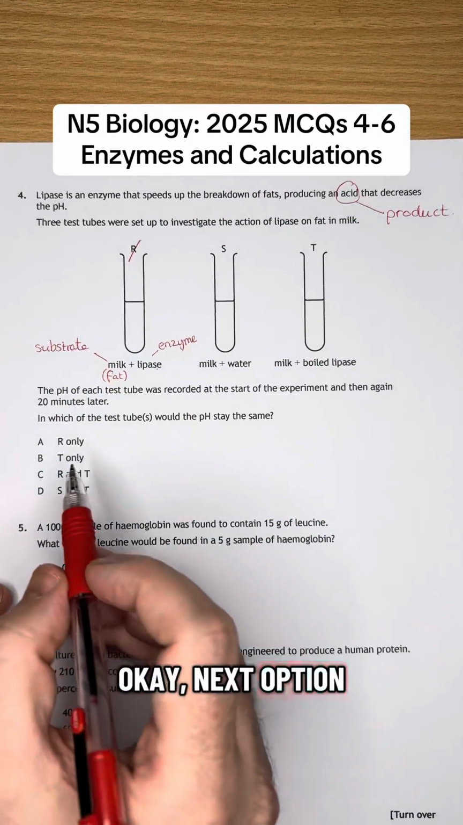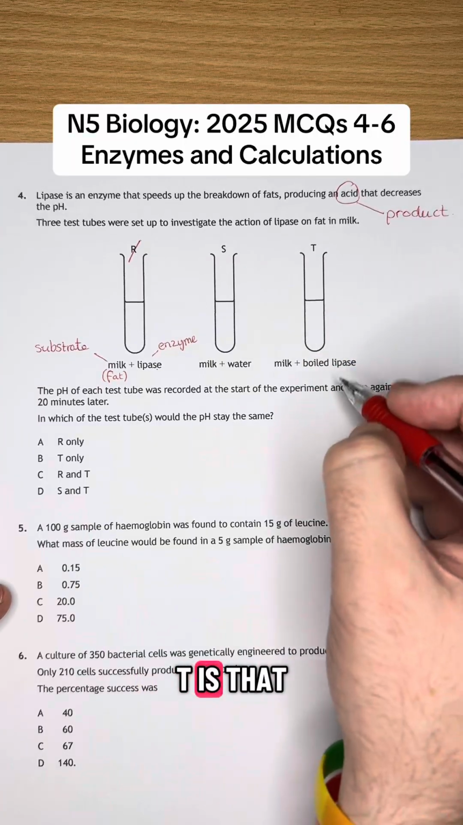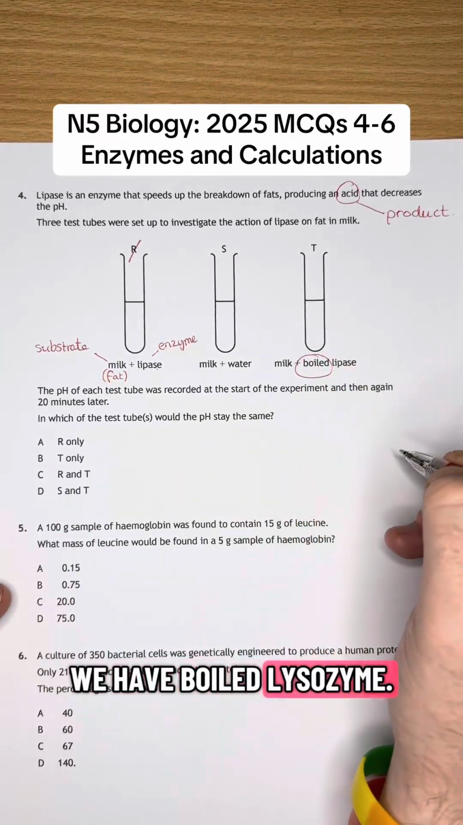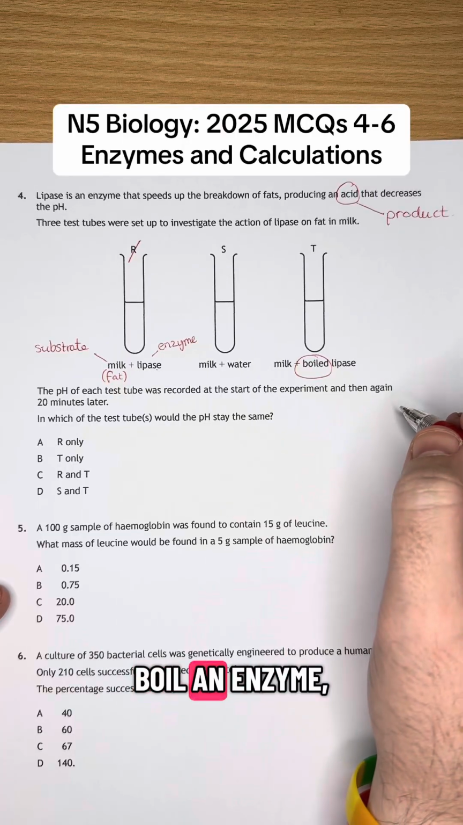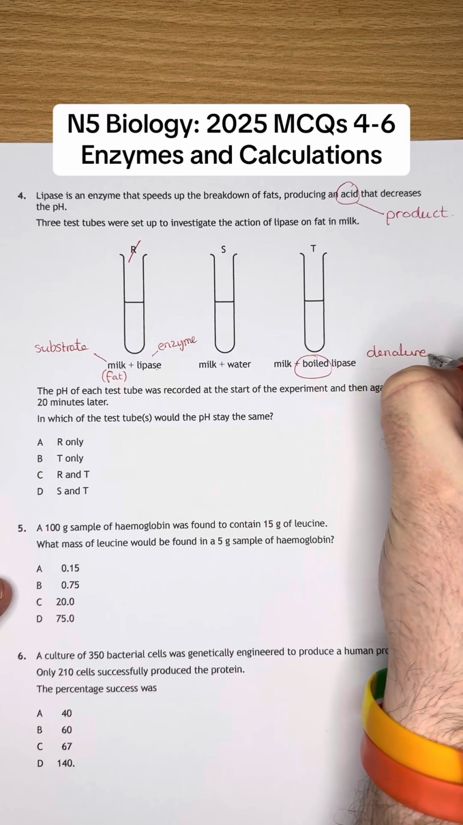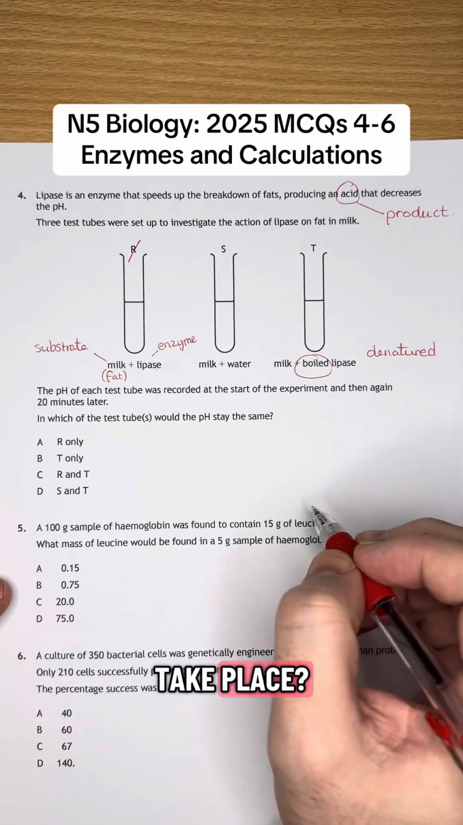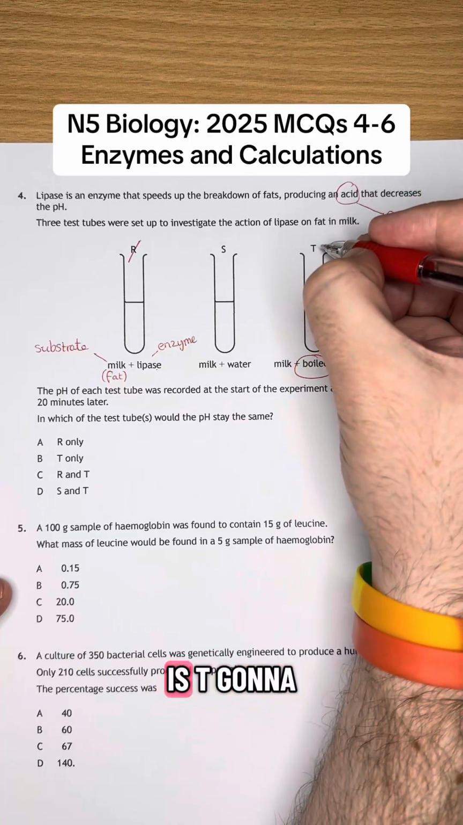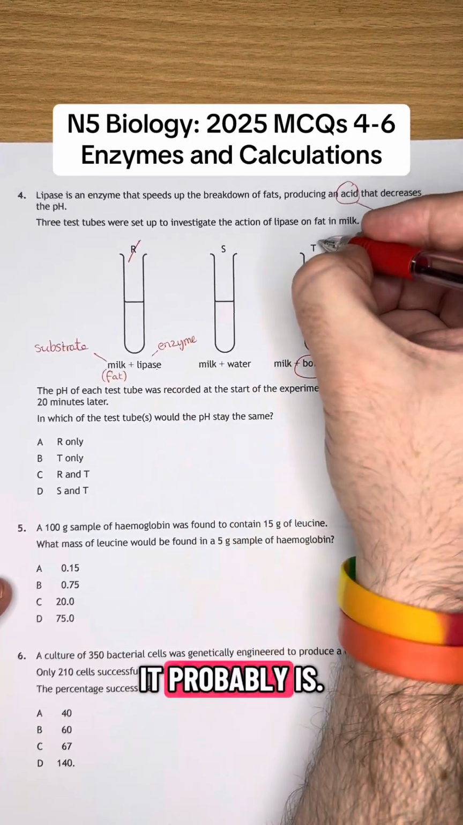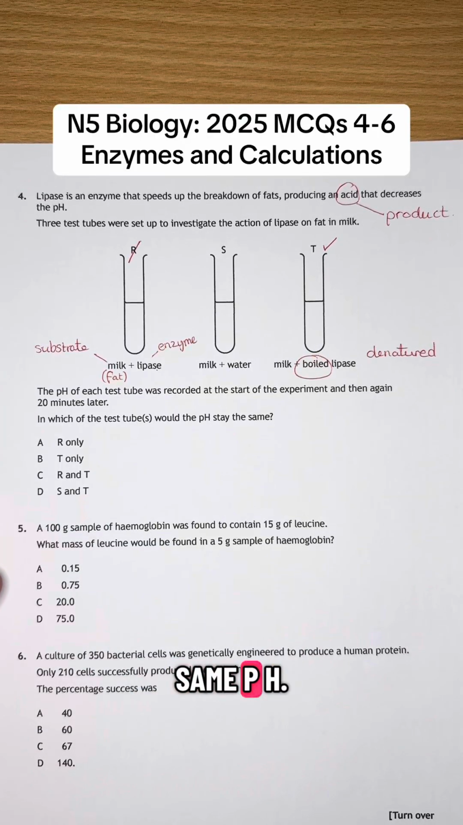Okay, the next option is T only, so let's have a look at T. Now the issue with T is that we have boiled lipase. Now when you boil an enzyme, it will become denatured. Okay, and if it becomes denatured, will a reaction take place? No. So therefore, is T going to stay the same pH? It probably is. Okay, so T is going to stay the same pH.